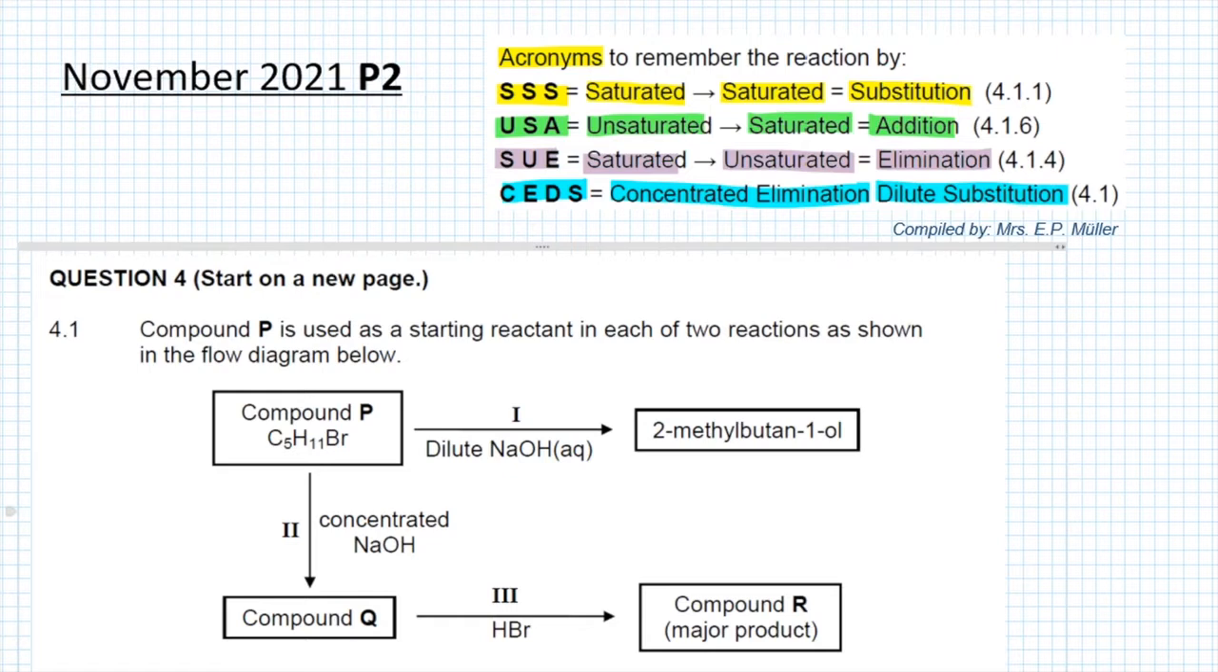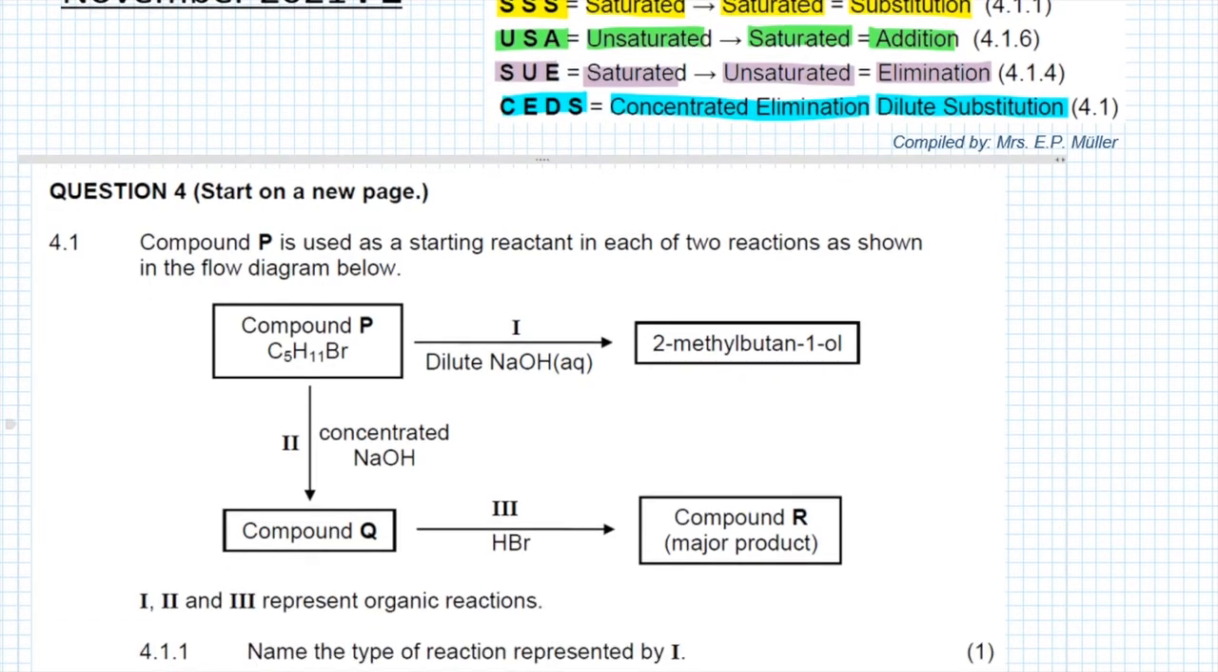So question number 4 says, compound P is used as a starting reactant in each of two reactions as shown in the flow diagram below. You can see the flow diagram provided. Then they say 1, 2, and 3 represent organic reactions.